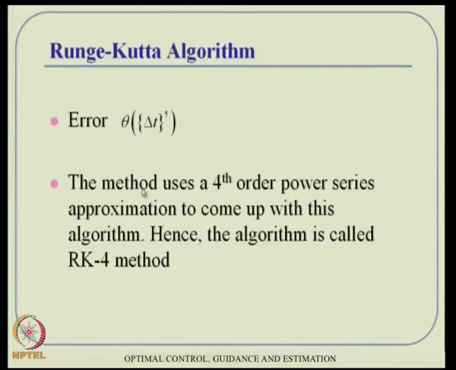The second comment is that this method essentially uses a fourth order power series approximation. Remember that Euler integration uses only the linear term. Now this one uses up to 4th order in the Taylor series to come up with this algorithm. Again, details of that are not here; you can see some numerical methods book. This particular algorithm is popularly called the RK4 method, 4th order Runge-Kutta method.